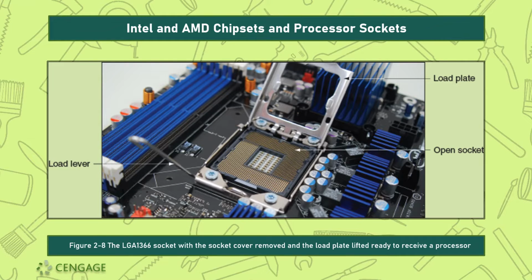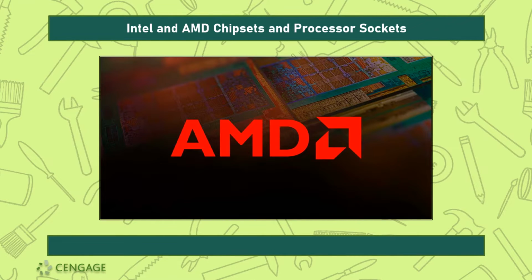So here we can see the load lever lifted, ready to receive a processor. The socket is in an open capacity. Then once the chip is in, we go ahead and shift the load plate and the lever back into position, and they will lock against the retainer screws that hold them in place.